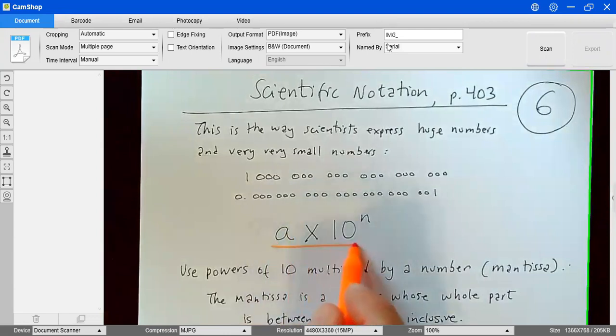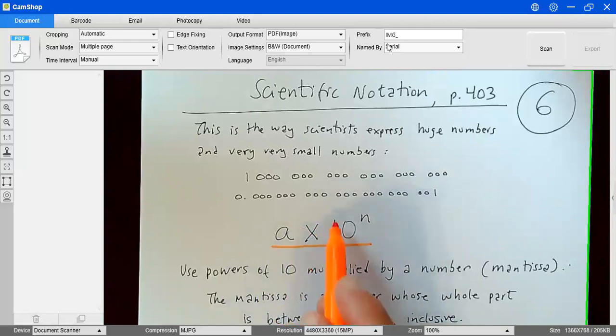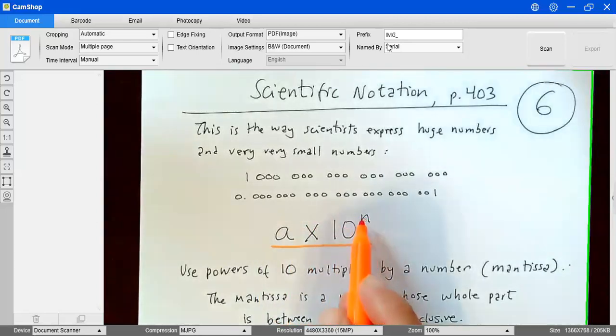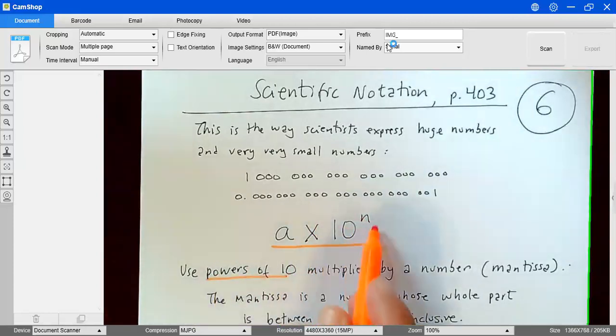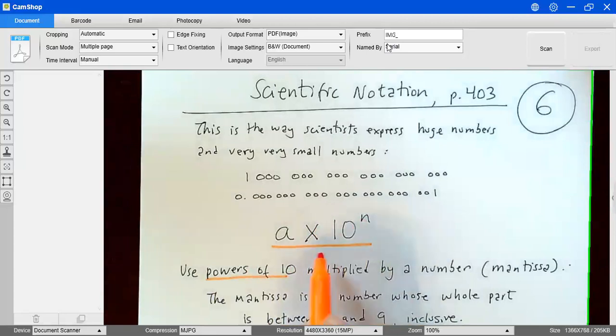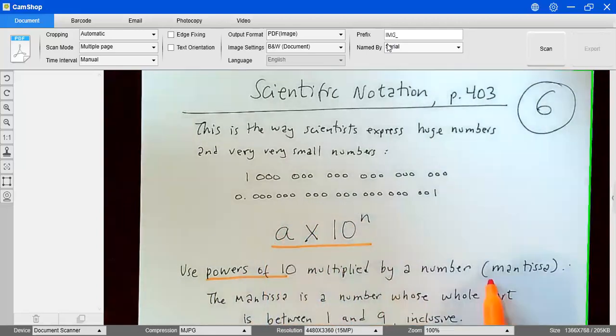expression here. So we're going to have a number, then times, the symbol for times, 10, and then an exponent. So we're going to use powers of 10. This is a power of 10, and the power of 10 is going to be multiplied by a number. This number is going to be known as a mantissa.